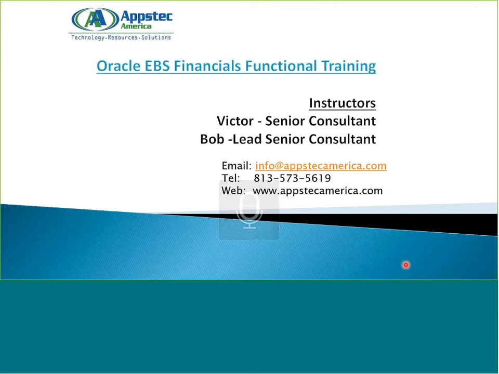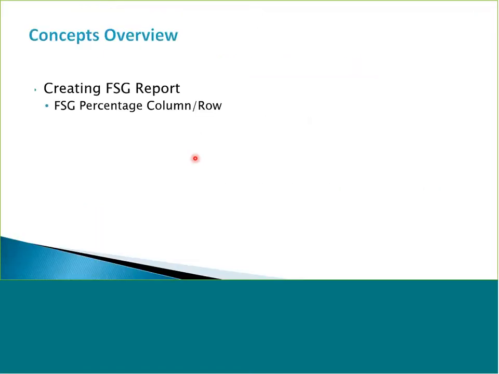Thank you, Bob, for the introduction, and welcome to Lesson 52 of our Oracle Functional Training Series. In this lesson, we are going to look at how to create percentage rows or columns in an FSG report. This is maybe one of the needs a client might have. They might want to see percentages of some data displayed in a row or a column, and we can use the FSG tool to create reports which display information of this type.